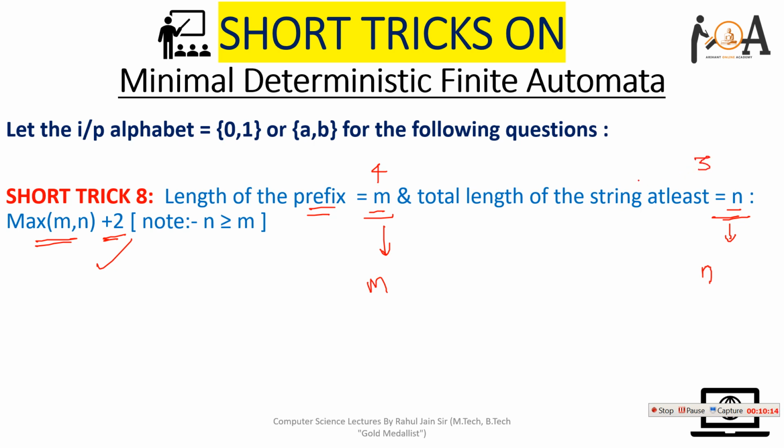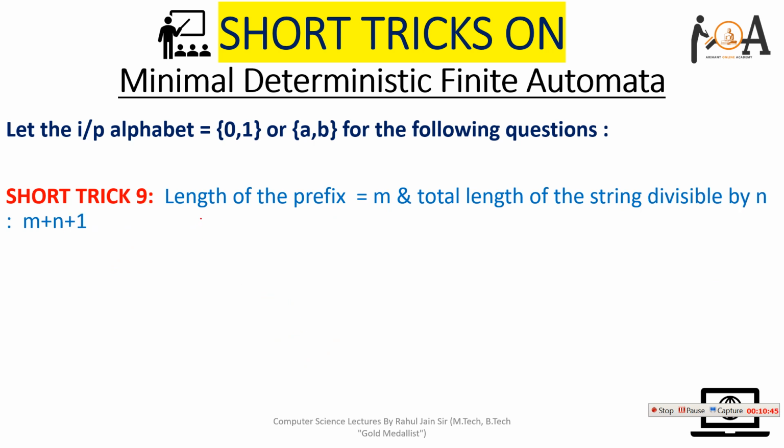It may be more than that, but at least 3 should be there. But length of prefix is 4. Suppose your length of prefix is 4, like 0, 0, 0, 0 should be your prefix, but total length of string is at least 3. In that case, total number of states in the minimal DFA is maximum of m or n. What is maximum? 4. So 4 plus 2 is 6. So 6 would be the answer. That 6 steps would be there in its minimal DFA.